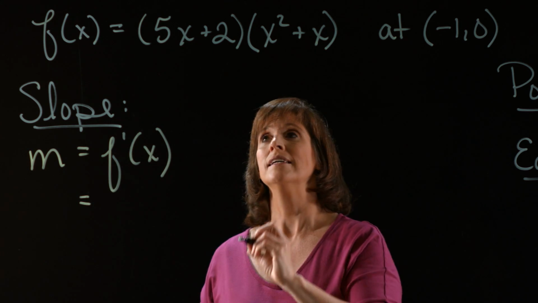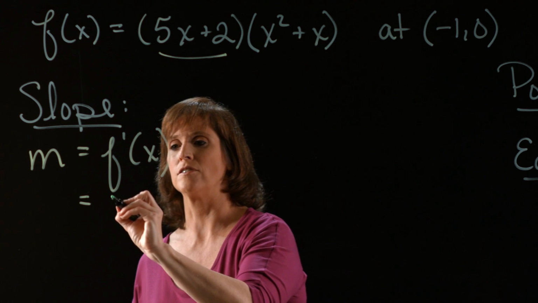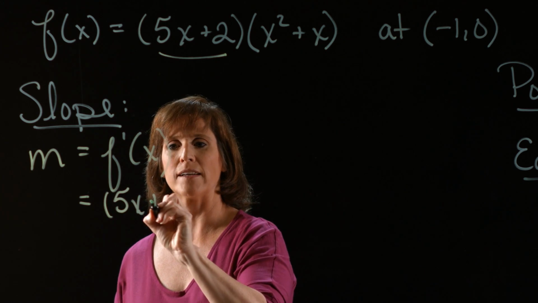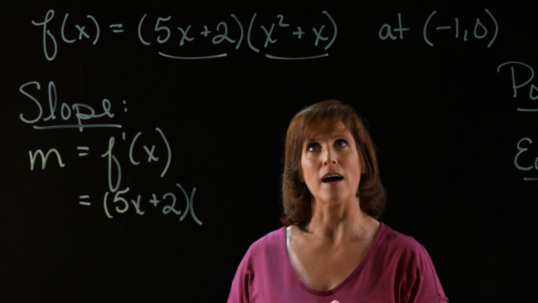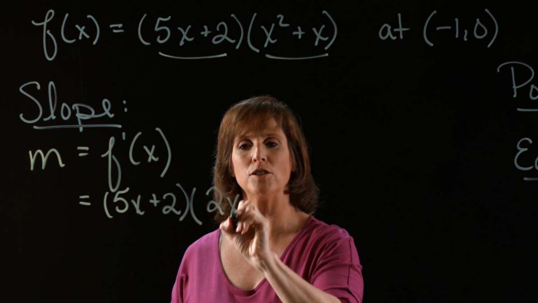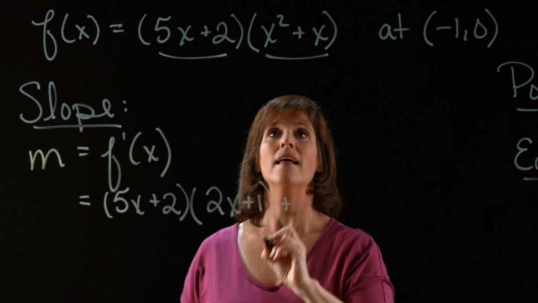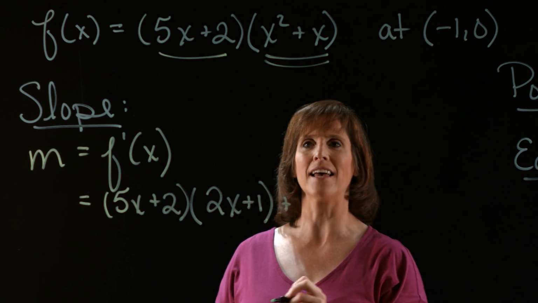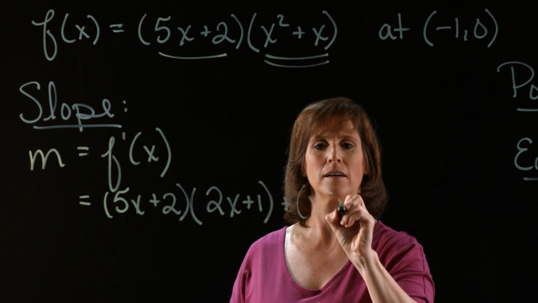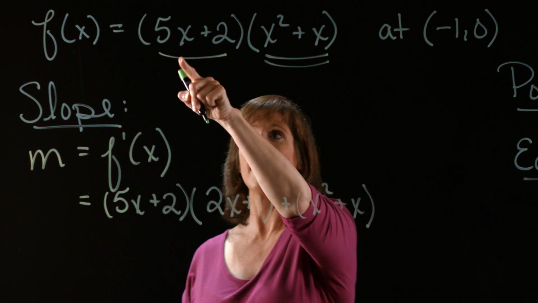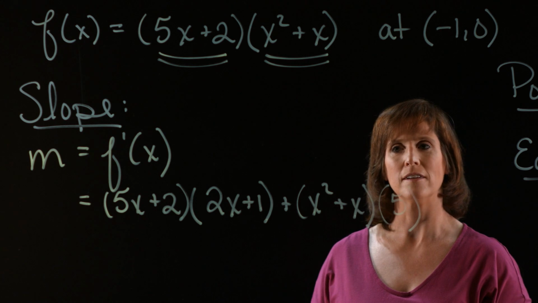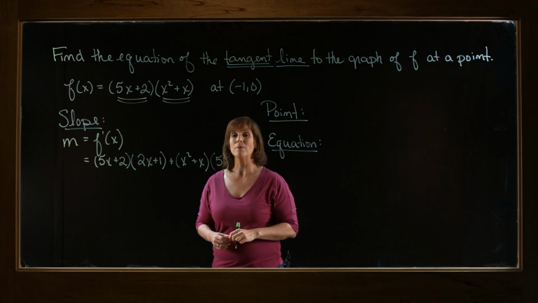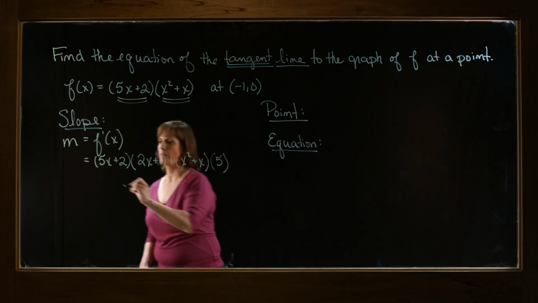The product rule says that you take the first factor, 5x plus 2, and multiply it by the derivative of the second factor, which in this case will be a 2x plus 1. Then you add the second factor and multiply it by the derivative of the first factor, which is a 5. Differentiation is done, but I'd like to do some simplifying.